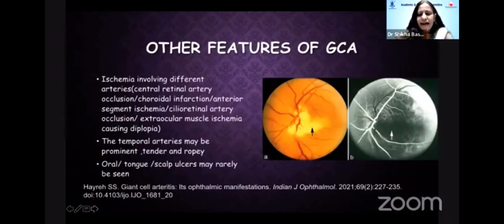Any patient who has ischemic optic neuropathy with cilioretinal artery occlusion or choroidal infarcts, basically the cilioretinal artery and choroid are supplied by PCA. So if there's that involvement, then it's very peculiar of giant cell arteritis or the arteritic ischemic optic neuropathy. Other vessels can also be involved, so you can have central retinal artery occlusion. The patient can present with diplopia. Other features are that the temporal artery may be prominent, tender, and ropey. The patient can have oral or tongue ulcers, scalp ulcers.